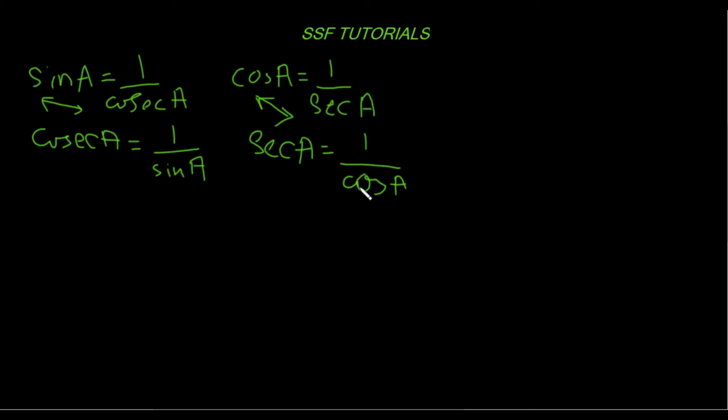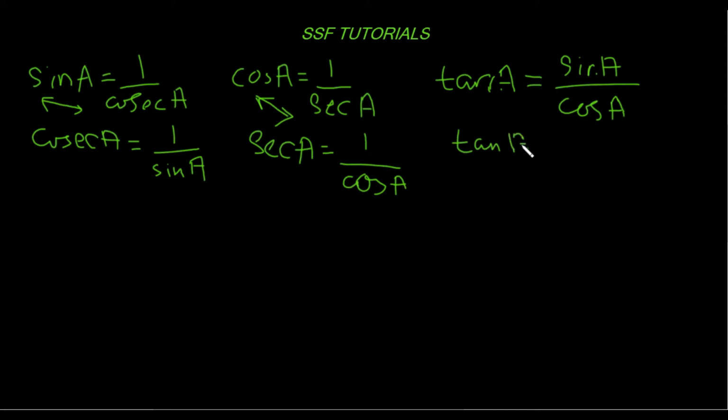Now similarly, the trigonometric ratio tan is going to be the ratio of sine A divided by cos A. Which can also be written in simple terms as tan A is equal to 1 divided by cot A. Cot A is also known as cotangent A.